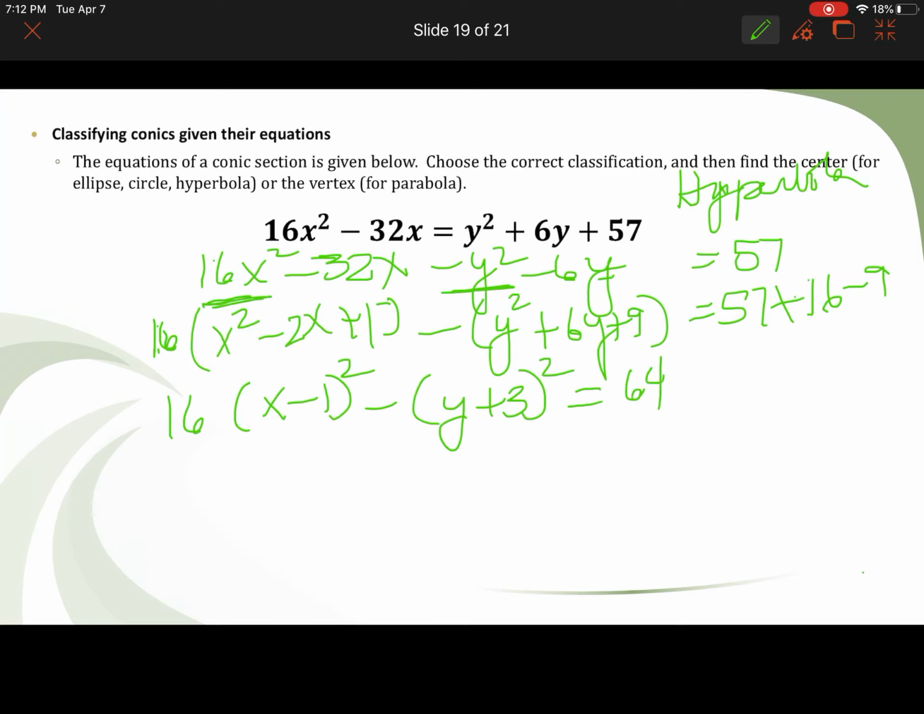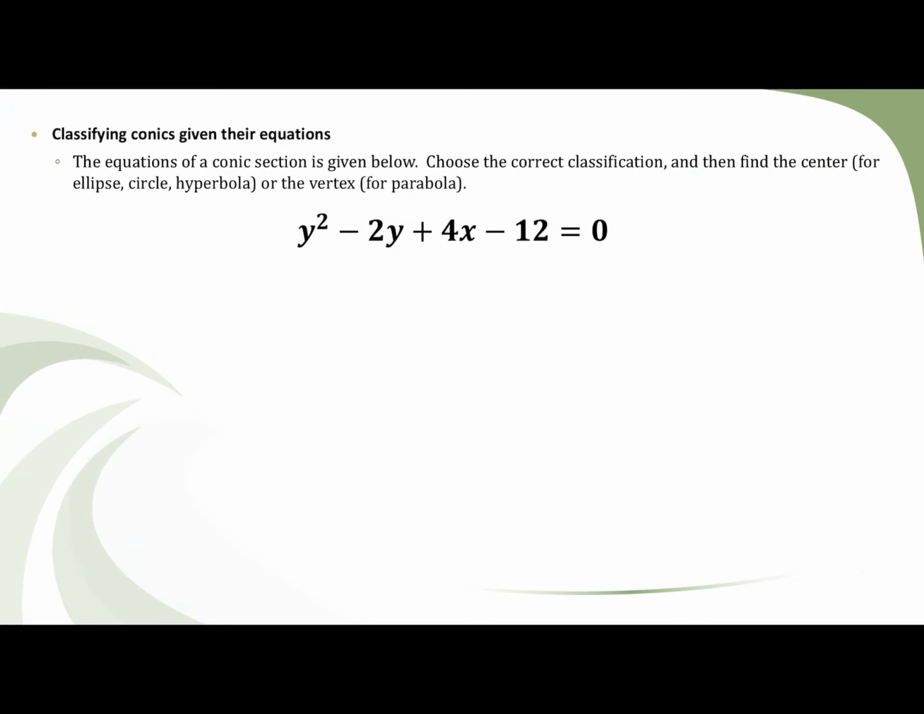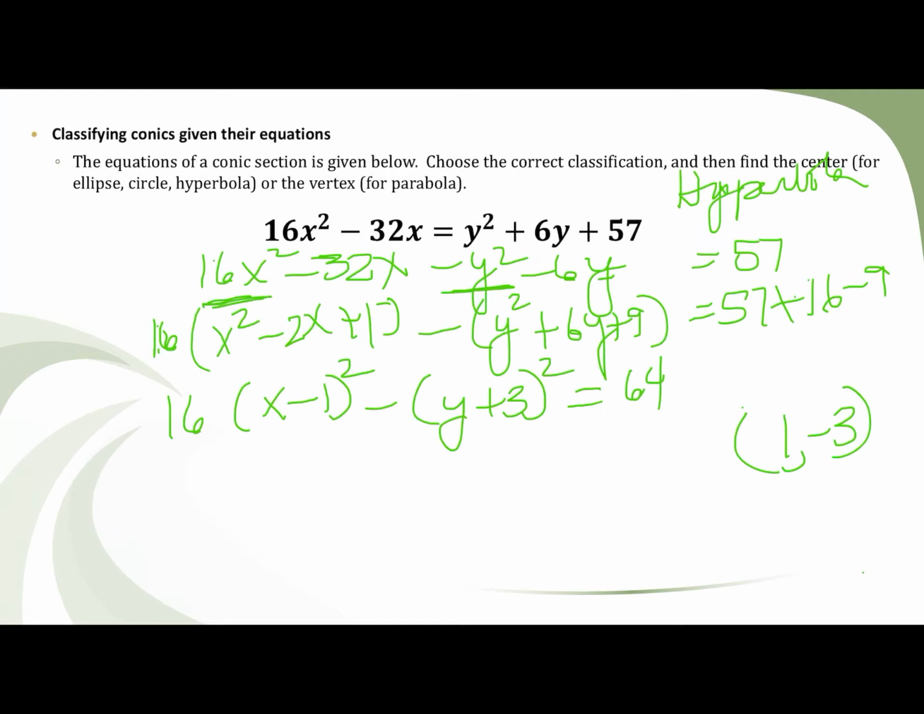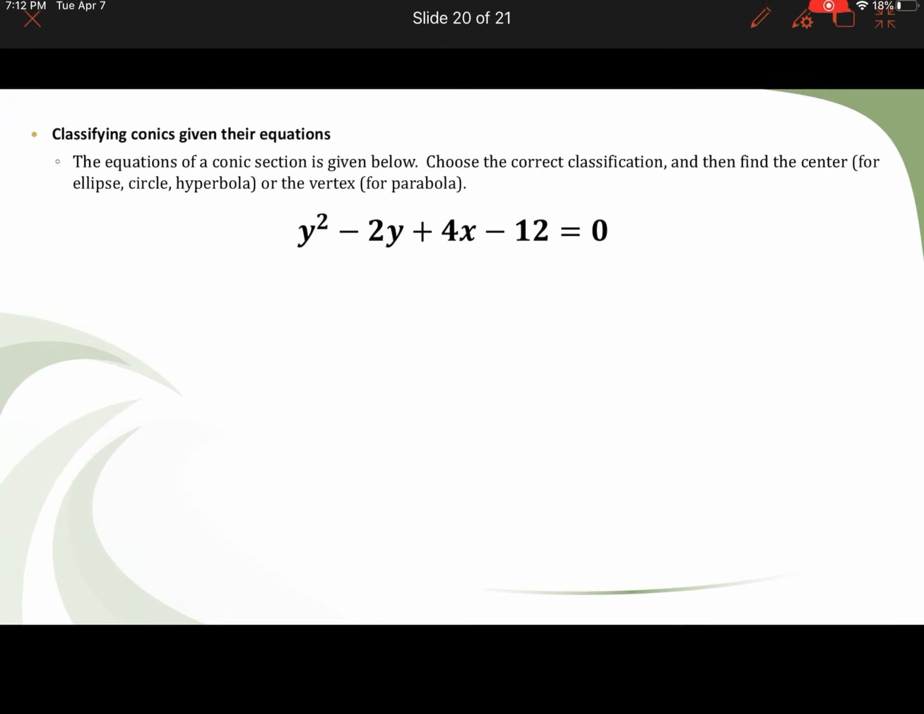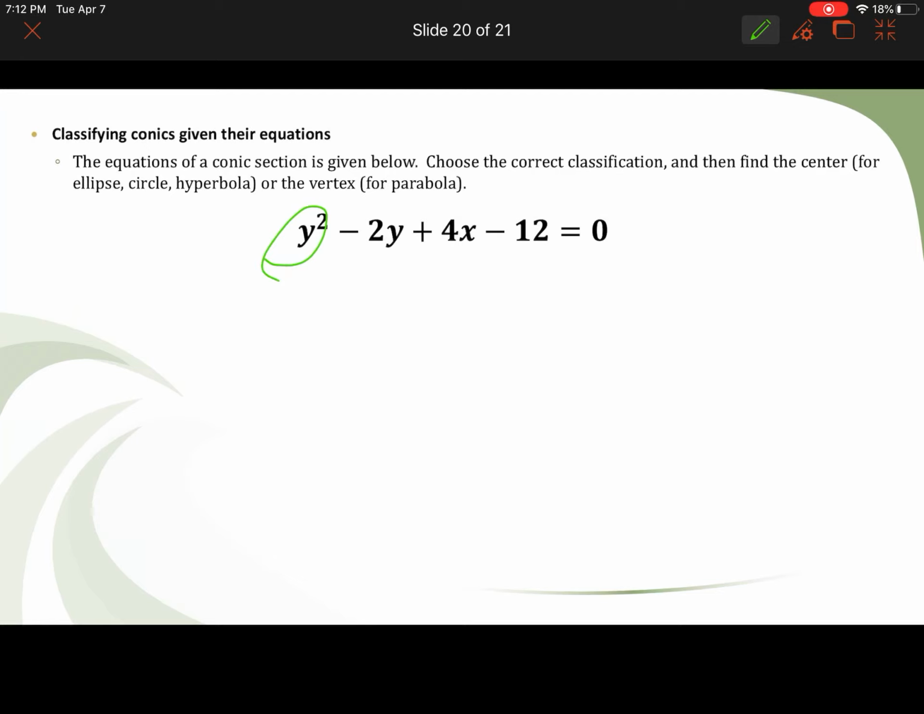All right, so we could finish getting this in order pretty easily, but for my center, I have 1, -3. All right, so this one is going to be only one squared term, so this is a parabola.